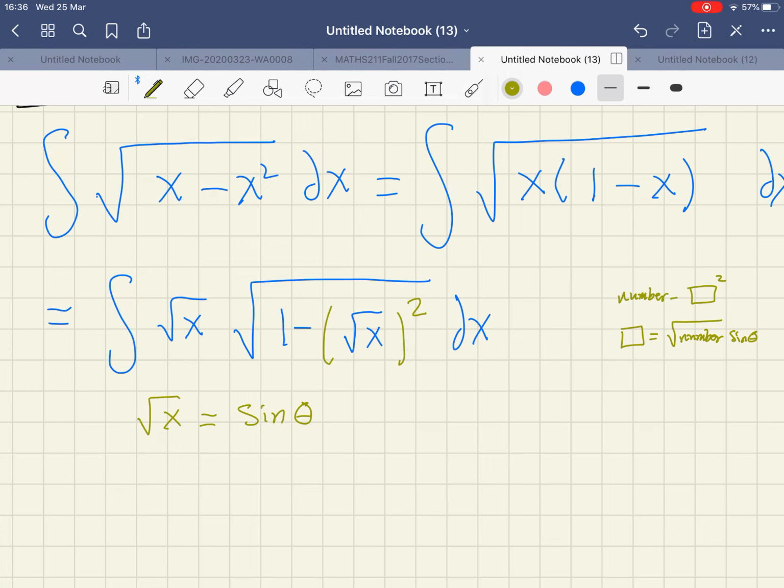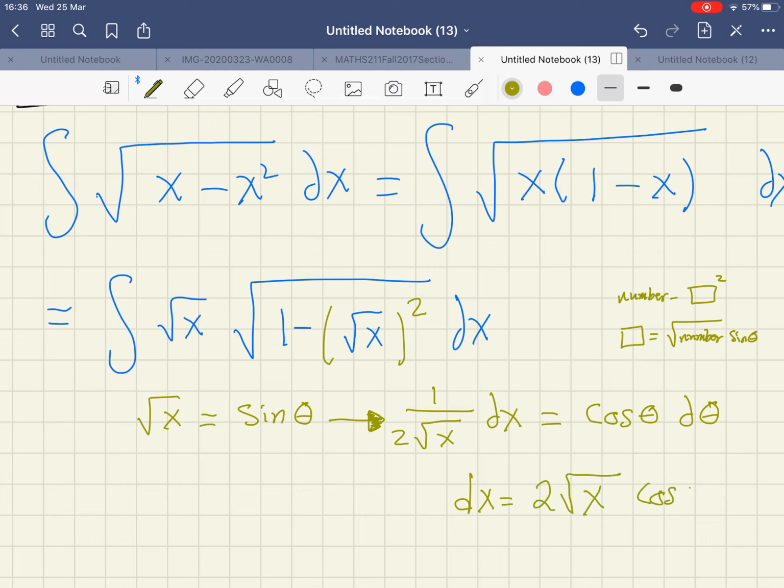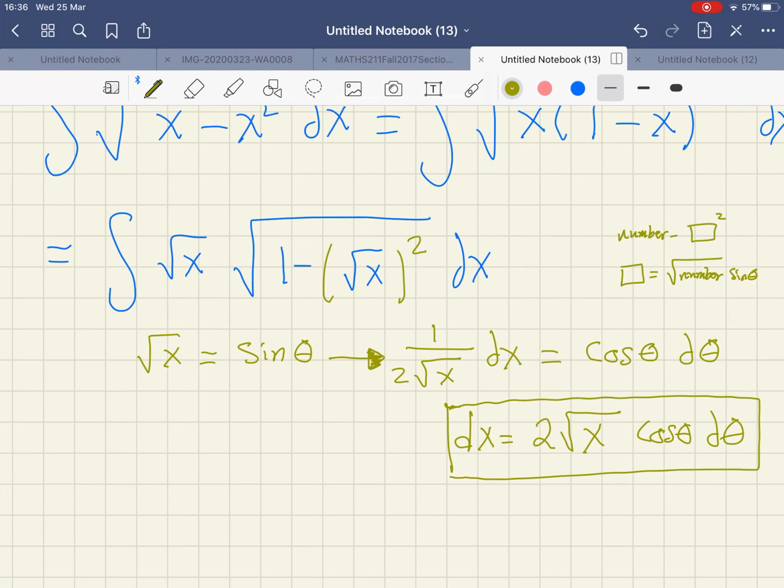The next step, I need to find dx. In order to find dx, you take the derivative of this one, will be 1 over 2 square root of x dx, equal derivative of sine as cosine theta d theta. Which means dx alone is just 2 square root of x cosine theta d theta. Take all those information that we have here and substitute them in the integral itself.